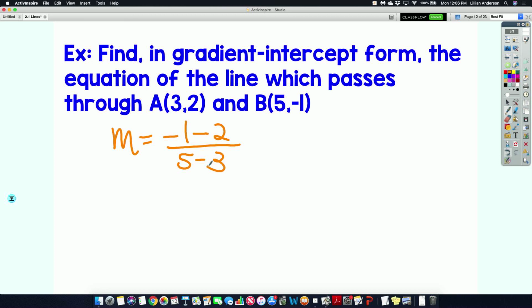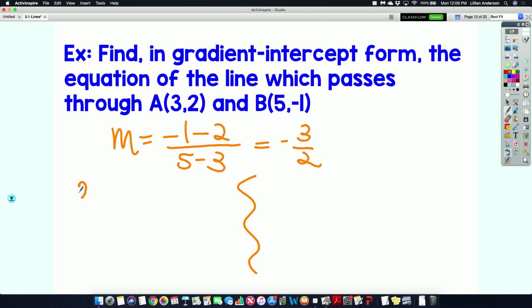Okay? So now that I have my gradient, what point should I use? A. Does it matter? No. Same thing, no matter which way you go. You could use A or B. But since you guys said A, I'll use A. Do you want me to go straight to gradient intercept form, or go point slope to gradient? Straight. I heard straight through.